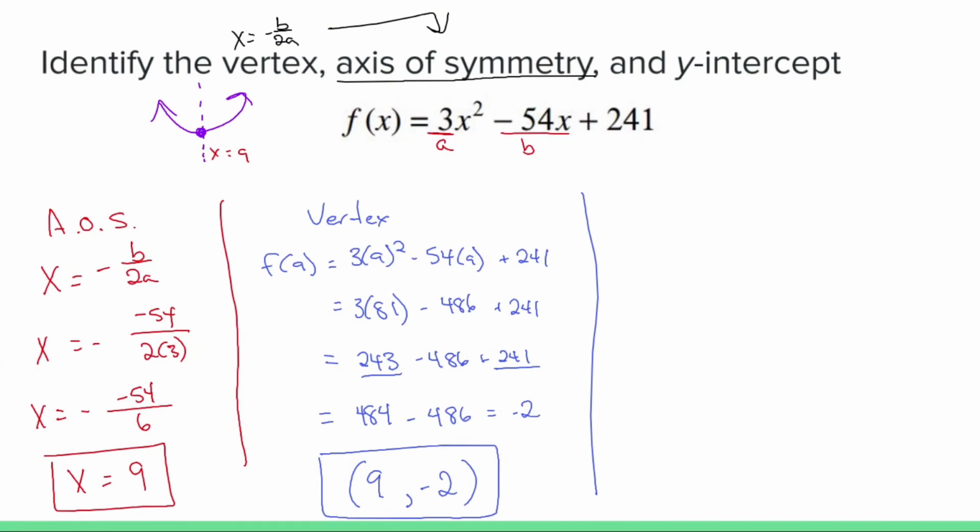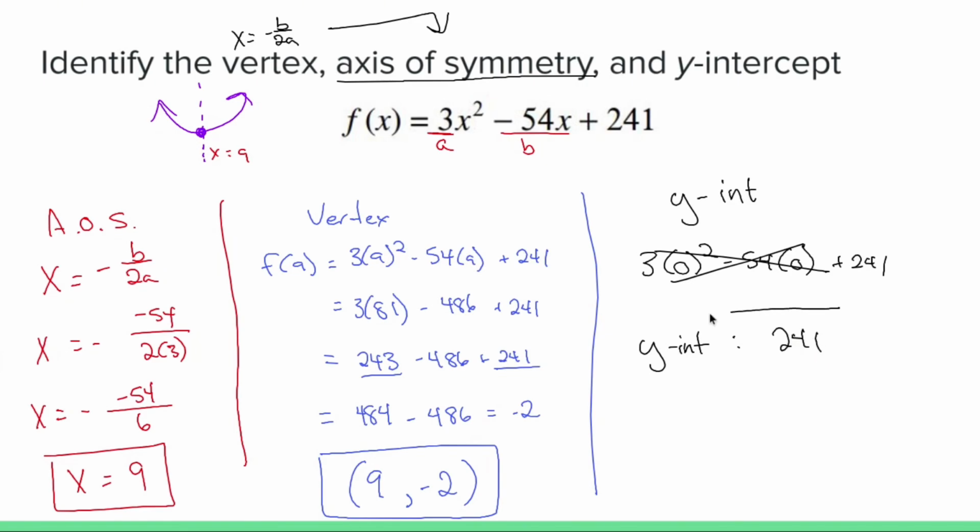Now, my y-intercept exists when the x value is 0. So this is wonderful. When x is 0, you have 3 times 0 squared minus 54 times 0 plus 241. These go away, and you're left with a y-intercept of 241. Now, generally speaking, your y-intercept exists at the constant number here, so I didn't have to do any math, but I did anyway just for funsies, and it was fun, wasn't it? So much.